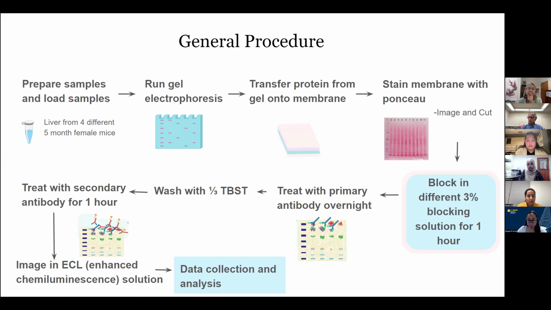And then we'll run those in a gel electrophoresis. We'll transfer the proteins from the gel to a membrane, and then we'll stain that membrane using Ponceau dye. The Ponceau-dyed membrane will then be imaged, which we'll later use for our analysis. And then we'll cut that membrane and block it using different blocker solutions. So this is the step that I'm going to be changing in the experiment.